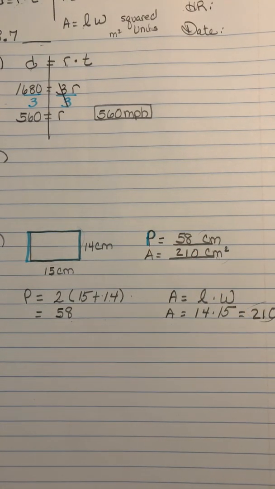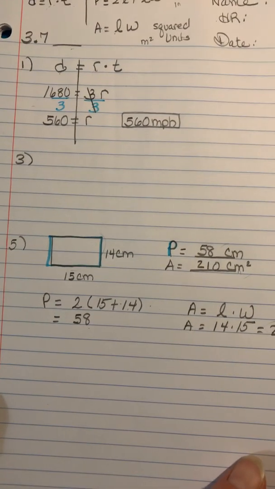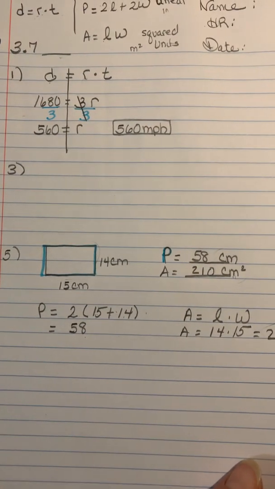Okay? Good luck with 3.7. That is the last section of chapter 3. We are done. Hopefully you learned a lot in algebra concepts in this chapter and you kept yourself organized, neat, and of course accurate. Good luck.